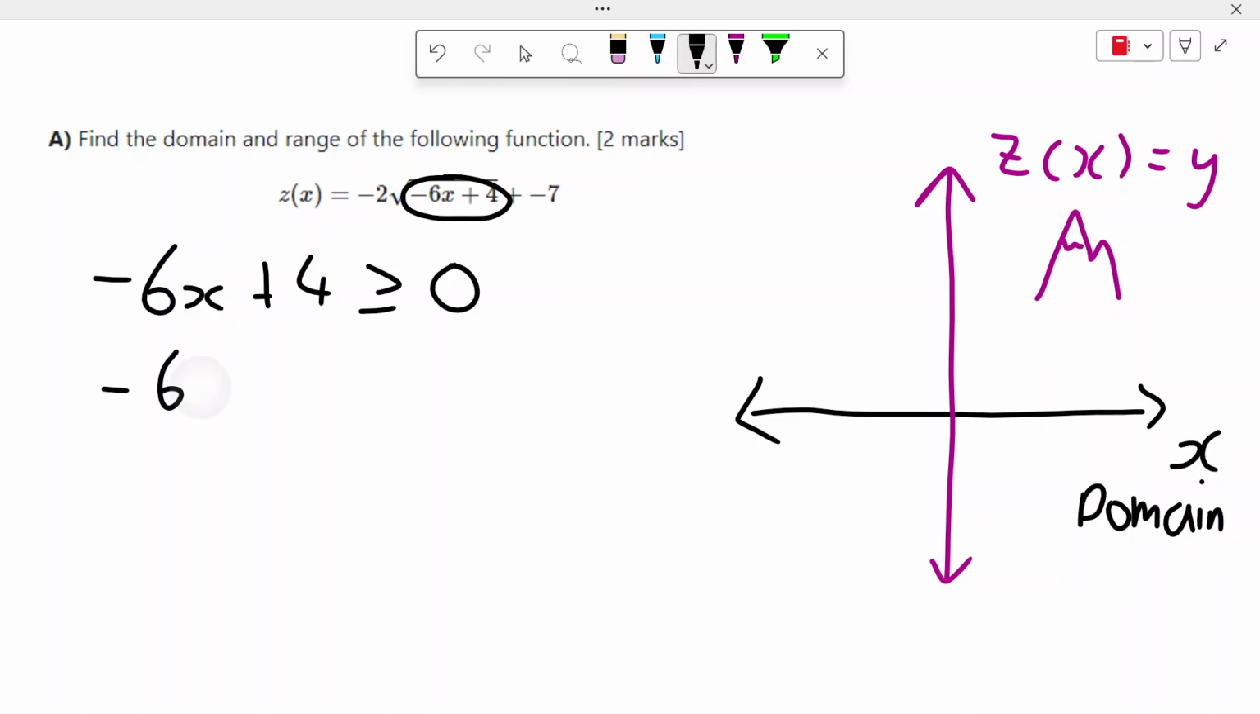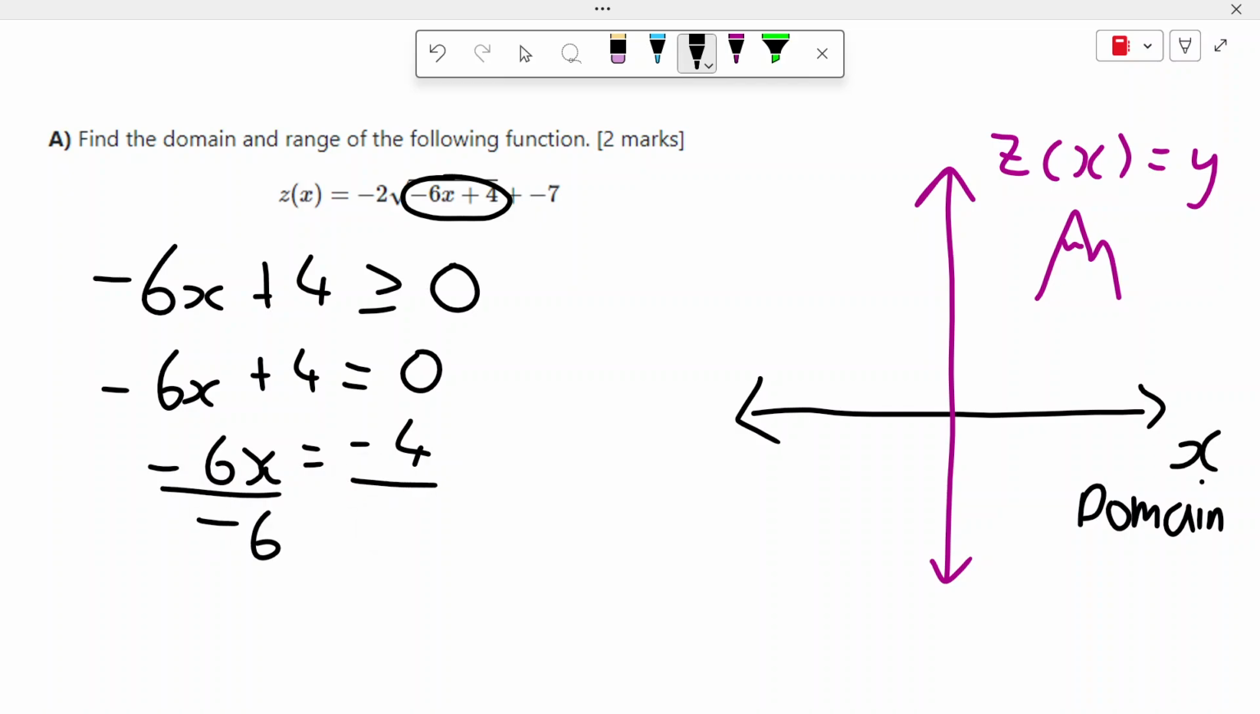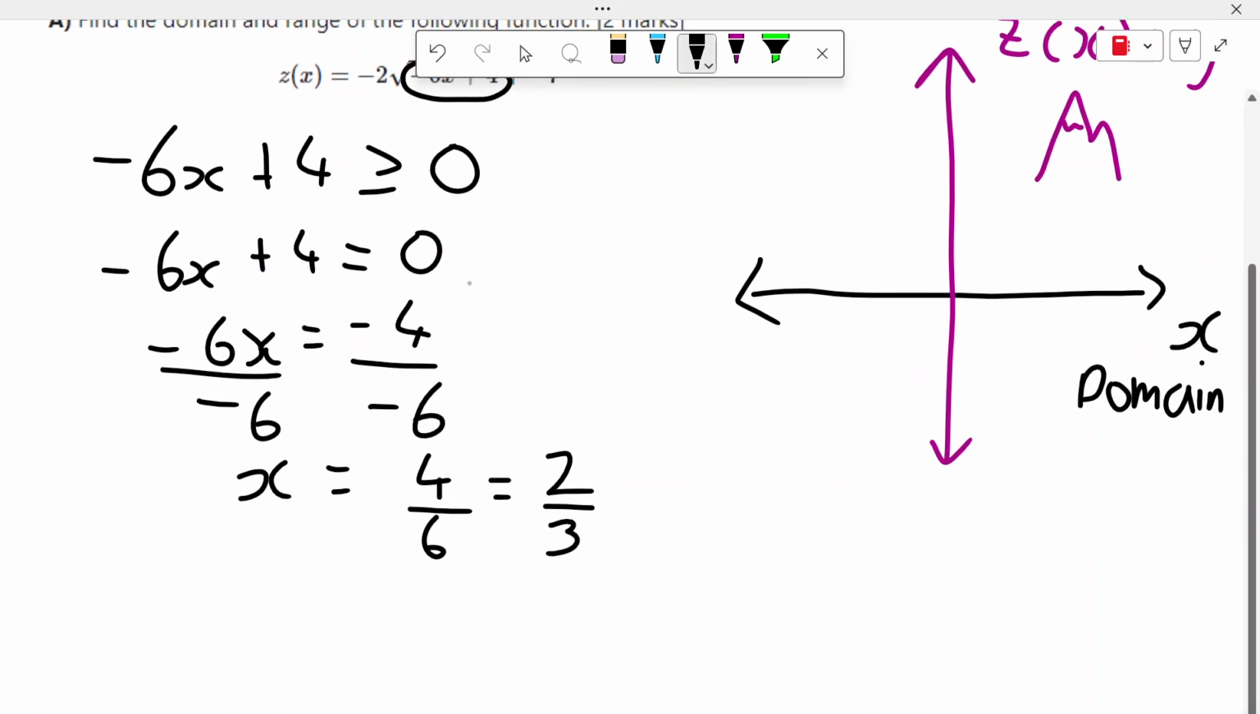So we'll make them equal to each other. We will solve for them. So I'll just move that 4 over to the other side, and I'll move that -6 over to the other side. And what we can say is that x has to be equal to 4 divided by 6, or 2 divided by 3. Okay, so now let's test a little bit to the left of that.